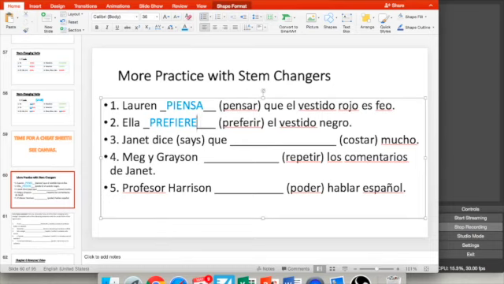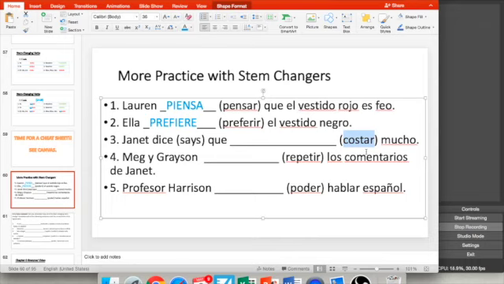In this case, start by asking yourself, what kind of stem change does costar have? Well, is it an E to IE? There's no E. That also means it's not an E to I. Okay, so we've narrowed it down to two. It's either a U to UE or an O to UE. Well, there's no U, so it has to be an O to UE stem change.